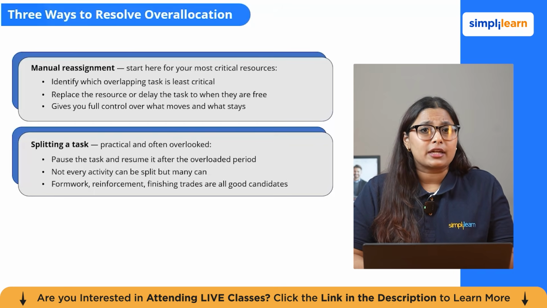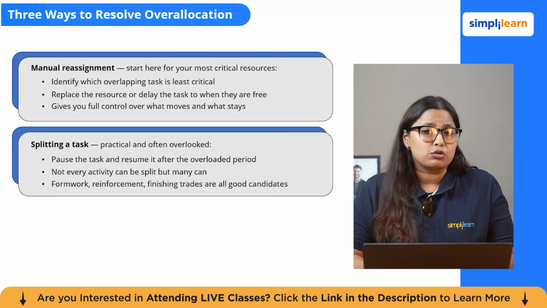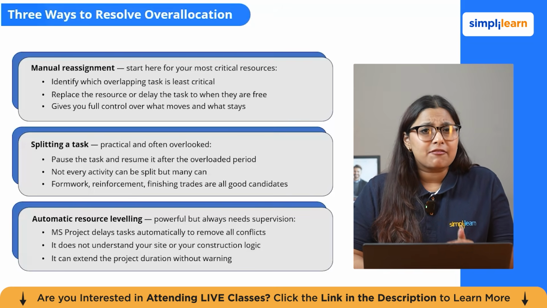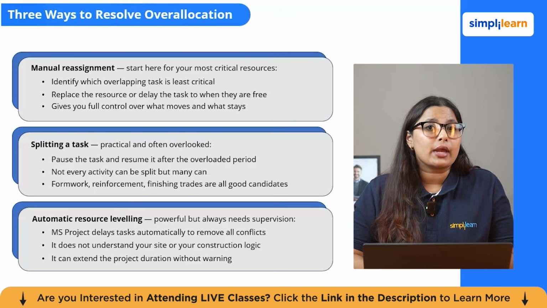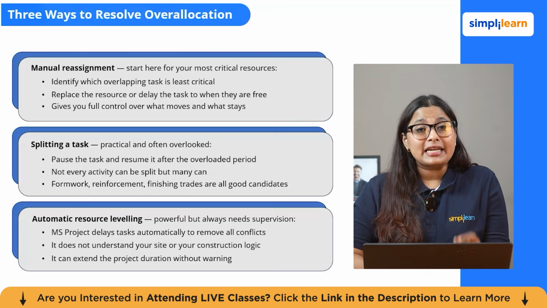Not all construction activities can be split, but many can. And this is often a practical solution. The third approach is automatic resource leveling. MS Project has a leveling engine that looks at all over-allocations and delays tasks to remove the conflict. It is powerful, but it needs supervision.